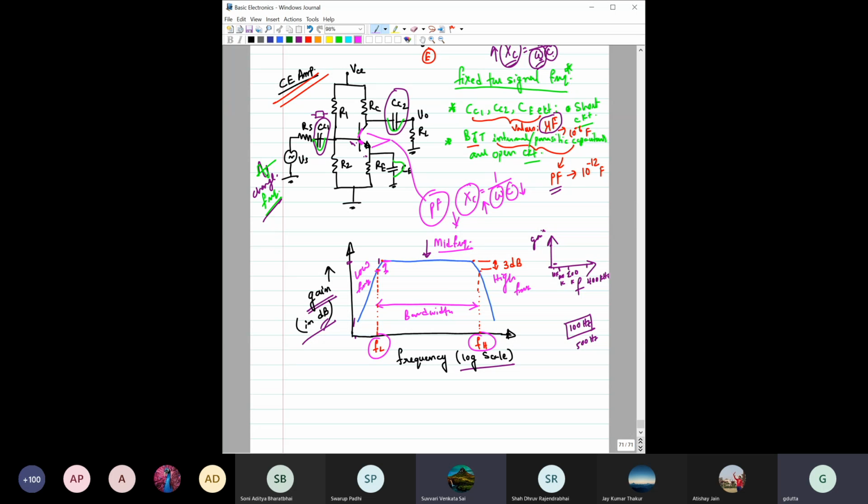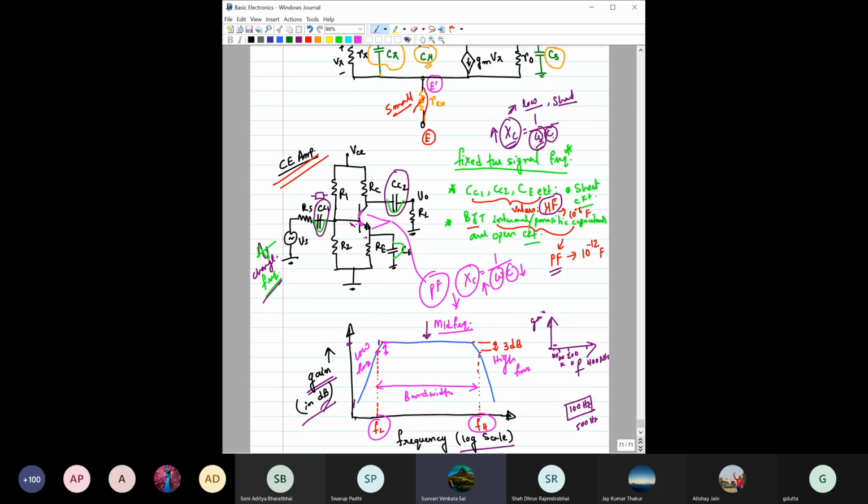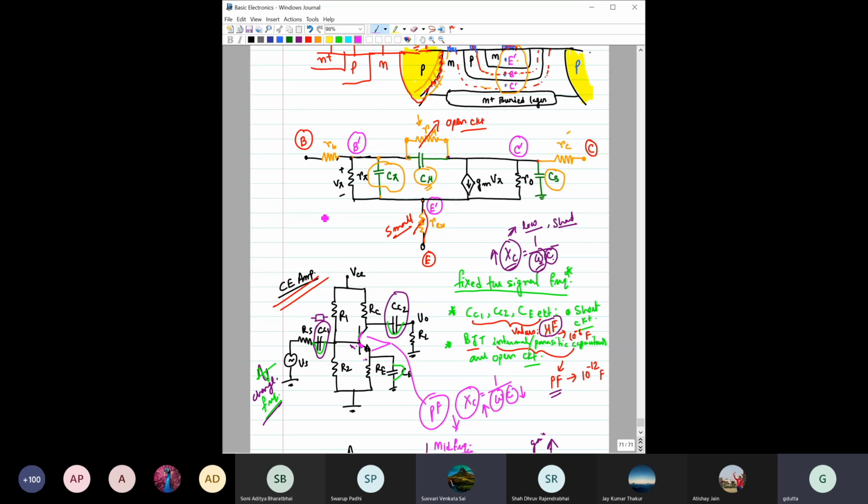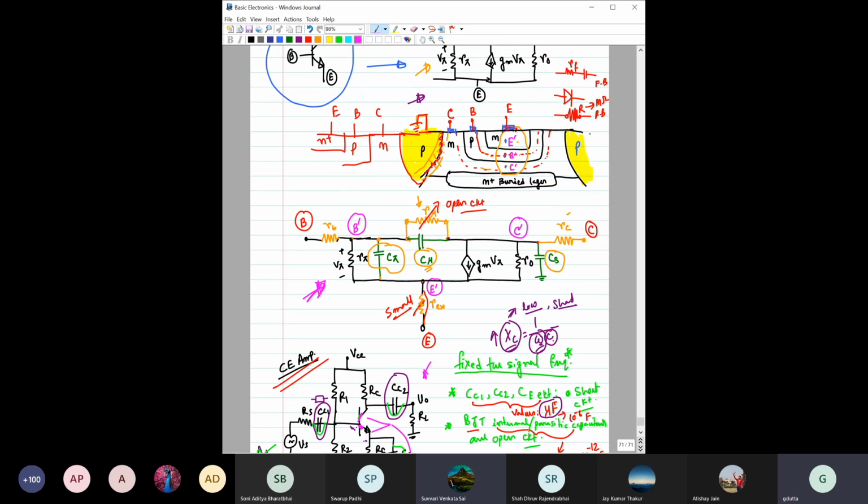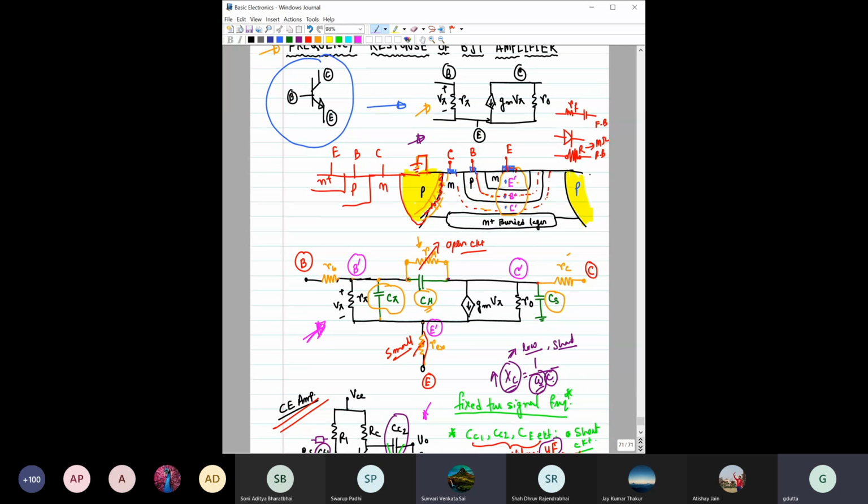Sir, in the above diagram, where you have shown the capacitance, you were referring to the small signal circuit or this circuit? Small signal circuit. Okay, this one. Sir, here base and emitter are forward biased, right? PN. Base and emitter is forward biased. Yes.